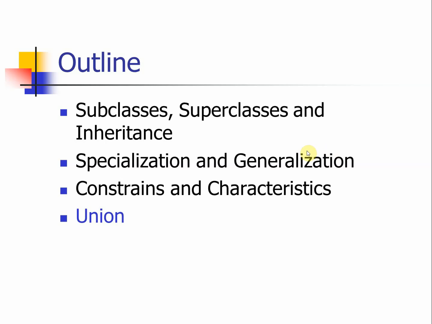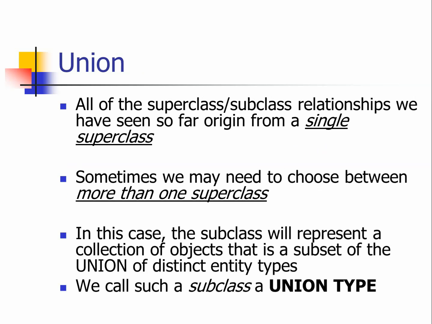The second difference between EER diagram and ER diagram is the union. So let's take a look at what a union is. All of the superclass-subclass relationships we have seen so far originated from a single superclass. However, sometimes we may need to choose between several superclasses, and you choose only one of them. In other words, it's not multiple inheritance anymore. Multiple inheritance indicates you have a subclass and you have several superclasses, and that subclass inherits everything from the superclasses.